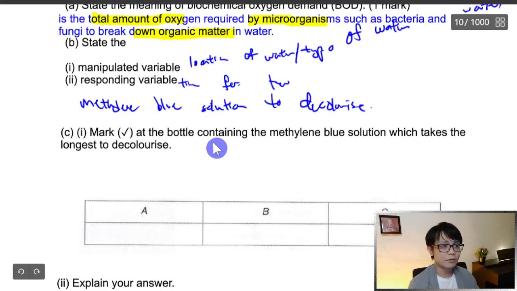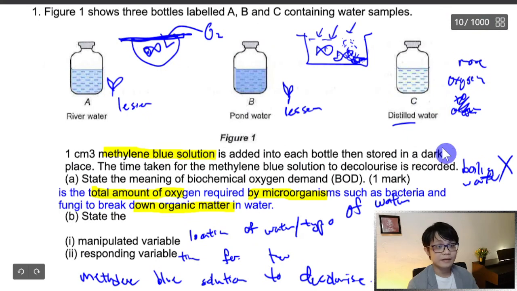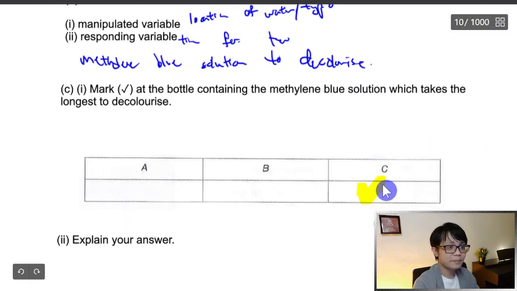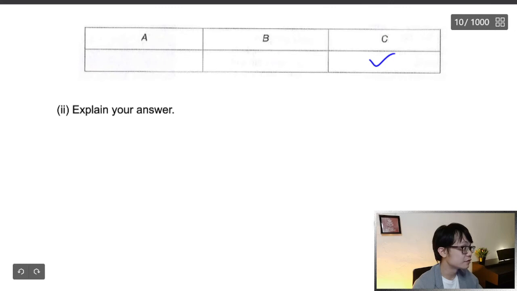Mark correct the bottle containing materials which take the longest to decolorize. So the longest to decolorize will be distilled water. The reason is because it has the most oxygen. Okay, explain your answer. Let me change to blue pen. Explain your answer. How many marks for this question? He didn't say, but I would say it is 2 marks, for example.